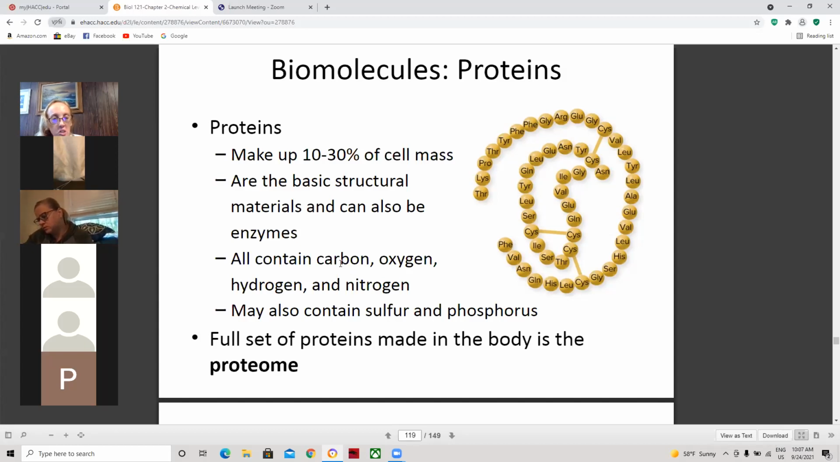So all proteins contain carbon, oxygen, hydrogen, and nitrogen. And some may include sulfur and phosphorus. The full set of proteins made by the body is called the proteome. If you think, your full set of genes is called the genome. Your full set of proteins is called a proteome.